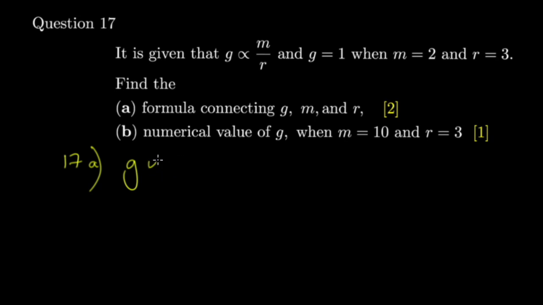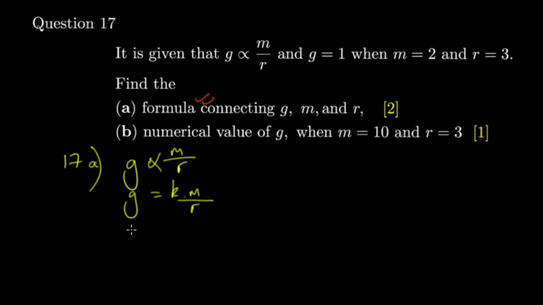write your relation. So this one says G is proportional to M by R, and when you remove the proportionality sign, you introduce a constant. The constant would be K. It'll be KM over R, like this. So whenever you remove the proportionality sign, you introduce a constant. And if they are asking for the formula, it simply means you get the formula in terms of equals, and also get the value for K and then substitute.